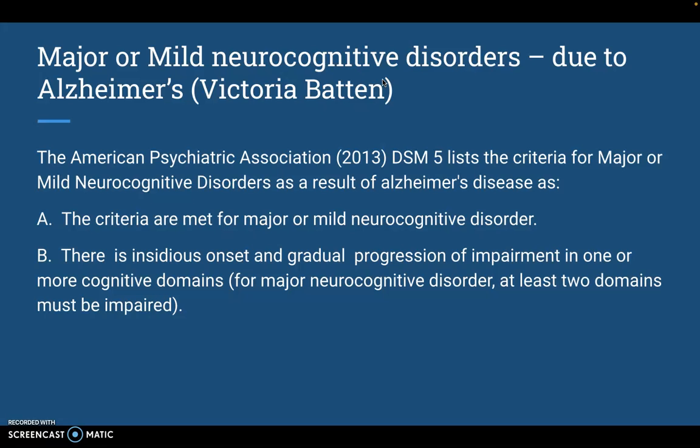The second criteria that needs to be met for neurocognitive disorder due to Alzheimer's is that there is an insidious onset of gradual progression and impairment in one or more cognitive domains. So for major neurocognitive disorder, it needs to be at least 2 domains that are impaired, whereas for mild, it needs to be just at least 1.